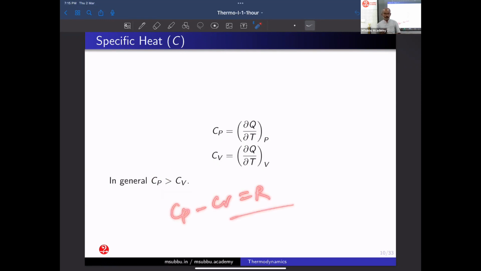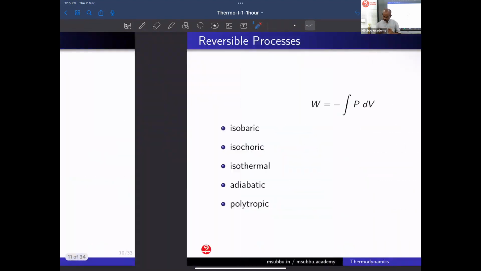Cp minus Cv equal to R. Of course, this is valid only for an ideal gas. Cp minus Cv equal to R only for ideal gas. Of course, there is a peculiar phenomenon with water in the case of Cp and Cv. That also we'll discuss in the class.